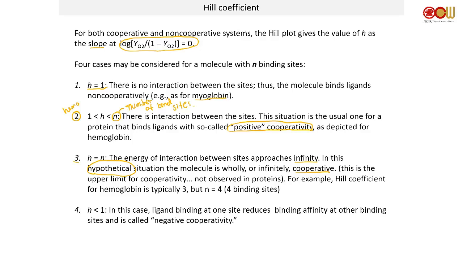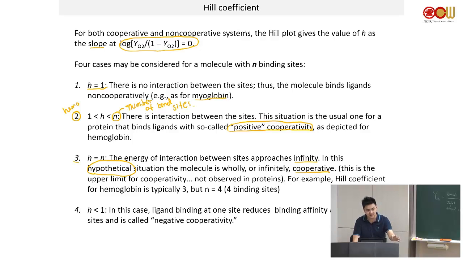That's not possible because if you only have 4 subunits, or 4 binding sites, you cannot have cooperativity larger than 4. It just doesn't make sense. You don't have a 5th secret binding site. It doesn't exist. So you cannot have H larger than N. But when H is equal to N, that's also a hypothetical situation. No enzyme will have a 100% completely and infinitely cooperative behavior. It doesn't exist.